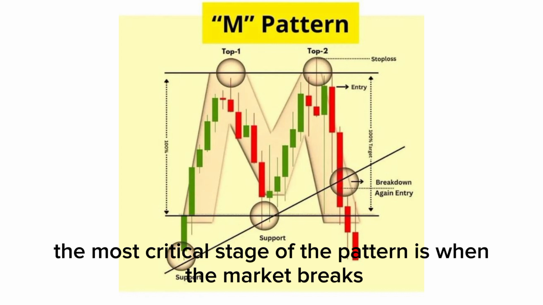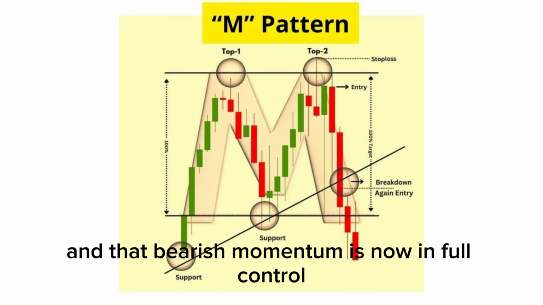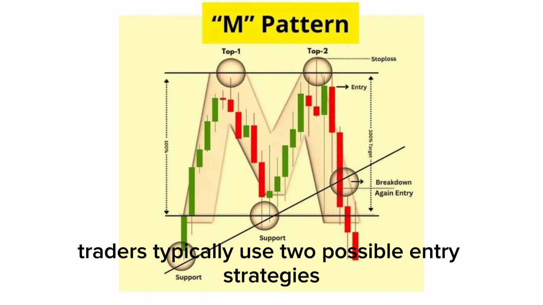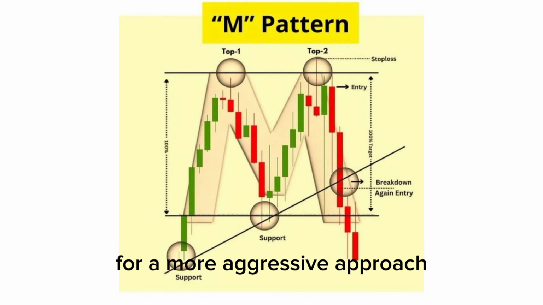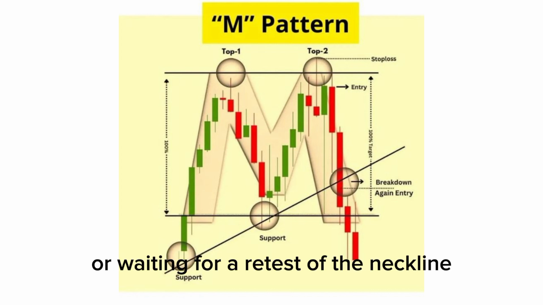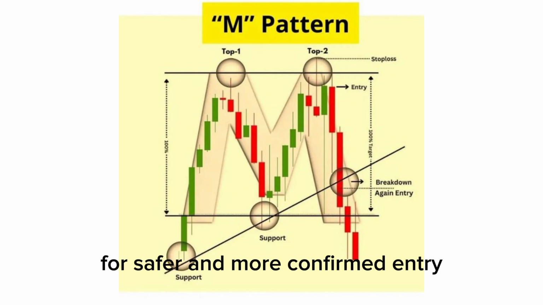The most critical stage of the pattern is when the market breaks below the neckline. This breakdown confirms that support has failed and that bearish momentum is now in full control. Traders typically use 2 possible entry strategies: entering immediately at the breakdown point for a more aggressive approach, or waiting for a retest of the neckline, where broken support turns into resistance, for a safer and more confirmed entry.